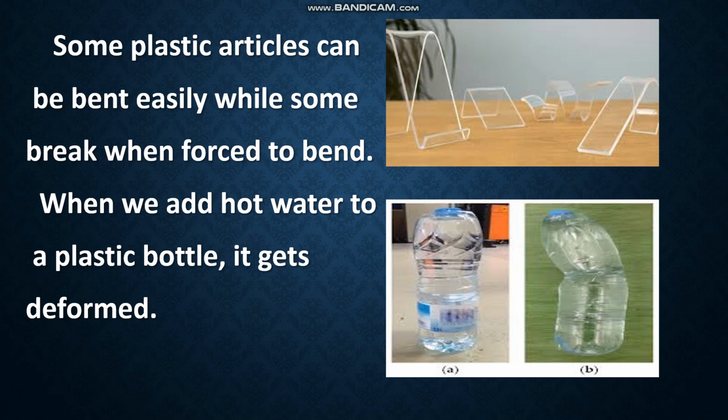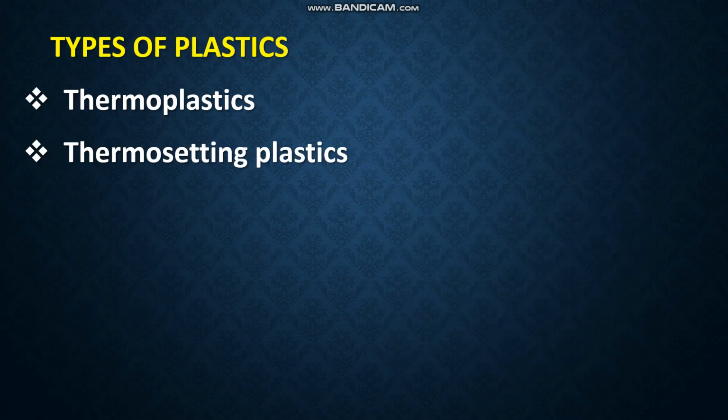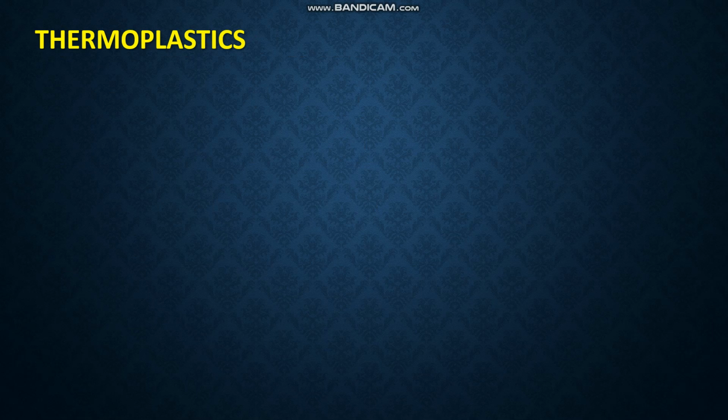So based on that, there are two types of plastics. And some plastic, when we are heating, its shape is changed. Here you can see a plastic bottle. When hot water is added to that, it is deformed. Deformation means change in shape. So based on this, whether a plastic can be bent or deformed or not, there are two types of plastics. They are thermoplastics and thermosetting plastics. Let us see one by one in detail.